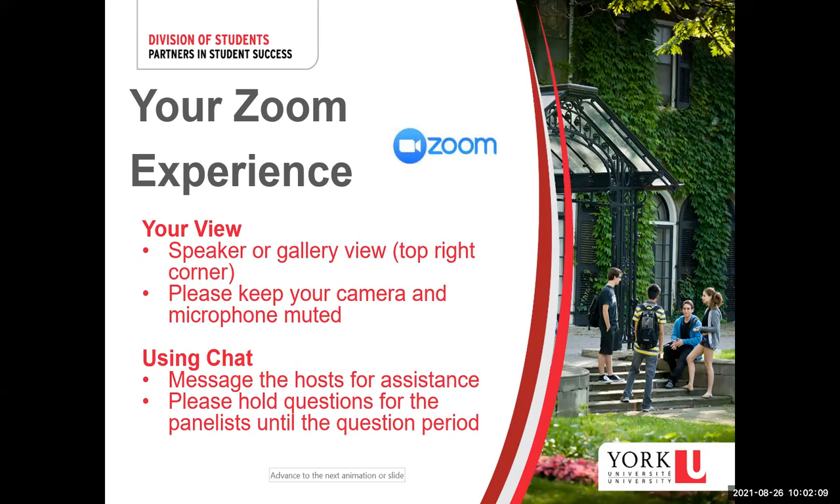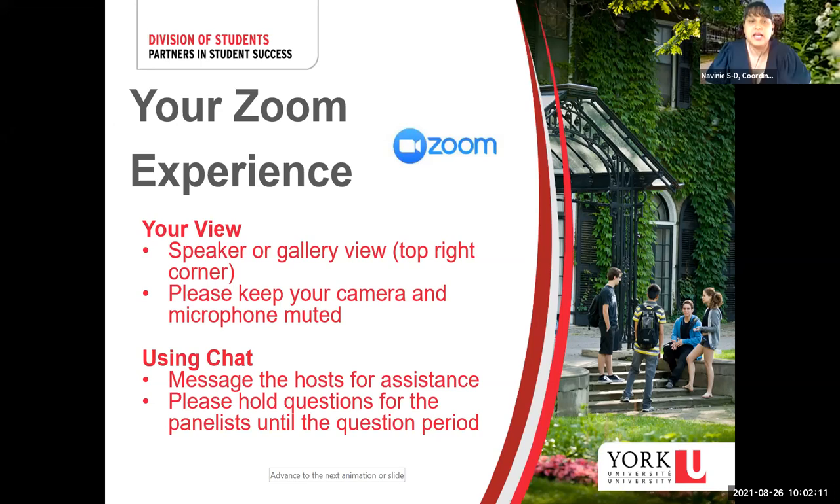At the very top of your screen, in the right-hand corner, it's speaker or gallery view. You can click speaker view just to see the person who's speaking at the moment. We prefer that you do it that way so you're able to see that person and hear exactly what they're saying. We ask that you please keep your camera and microphone muted during the presentation so that everyone gets a great experience in the session today.